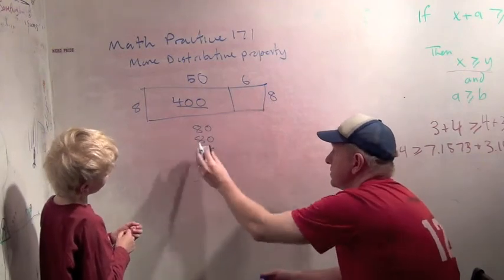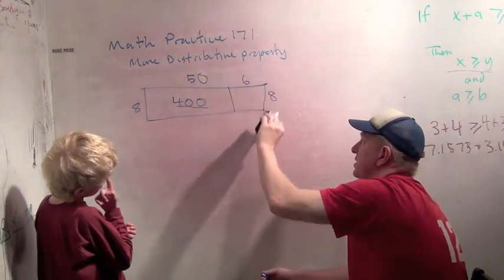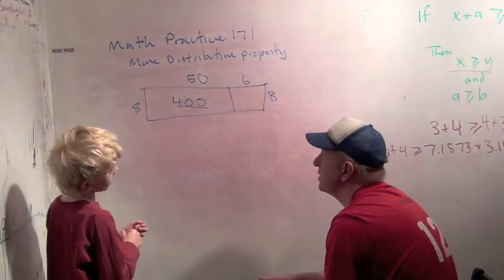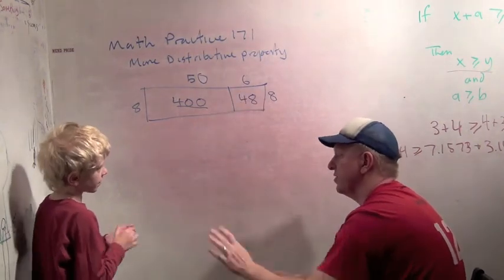And then what's the rectangle whose length is 6 and height is 8? What's its area? It's 48. So what's the total area here? 448. Hey, good job. High five.